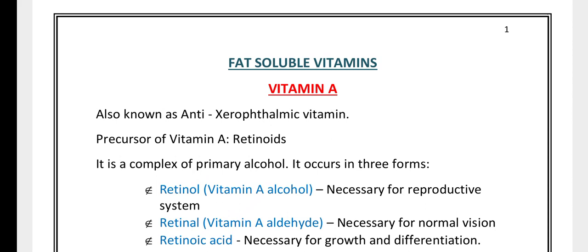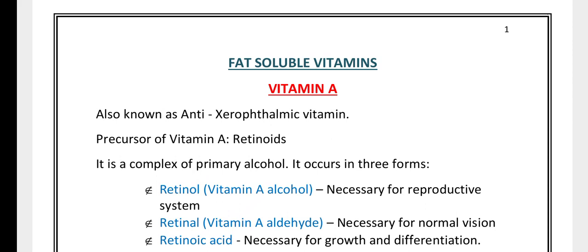Vitamin A. Vitamin A is also known as anti-xerophthalmic vitamin, and precursor of vitamin A is retinoids. Vitamin A is a complex of primary alcohol. Vitamin A occurs in three forms. First form, vitamin A alcohol, that is retinol. Second form, vitamin A aldehyde, that is retinal. And third form, retinoic acid.